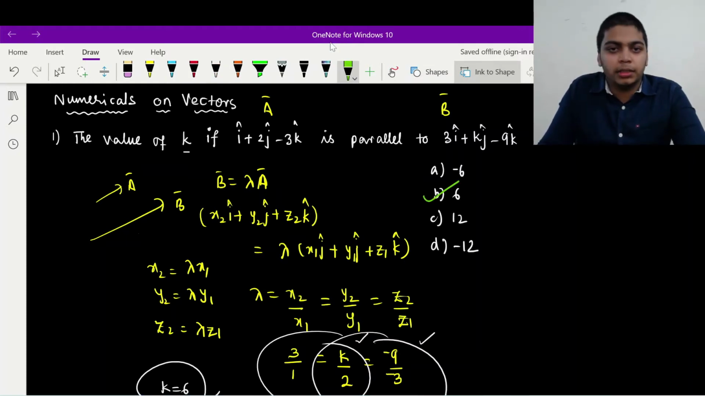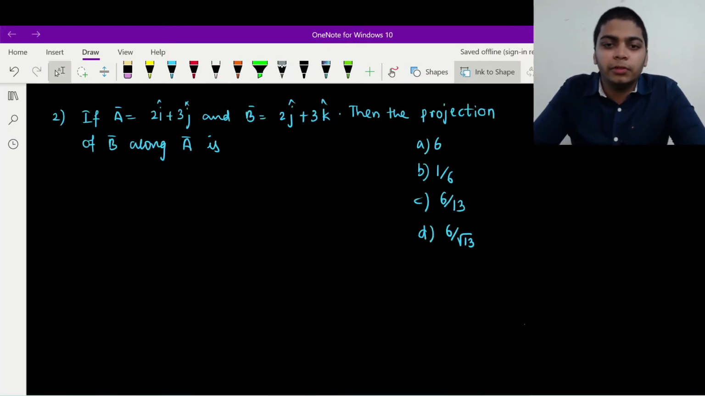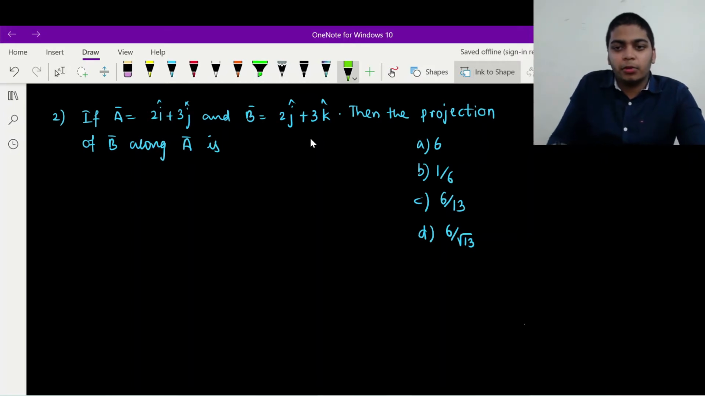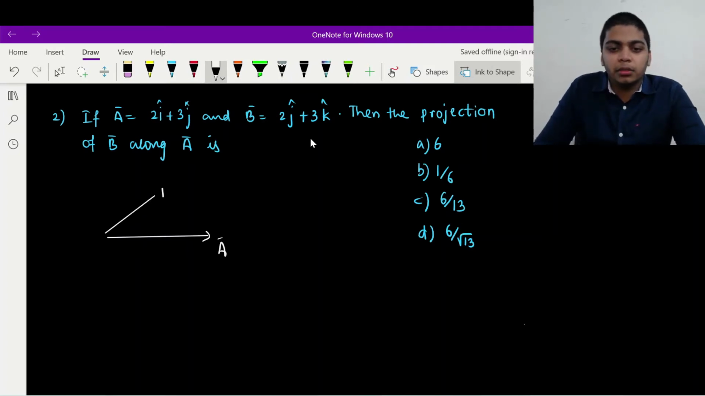The next question we'll be coming across is: if a bar is 2i cap plus 3j cap and your b bar is 2j cap plus 3k cap, then the projection of b bar along a bar is? Projection means if you have two vectors, let's say this is your a bar and you have b bar in this direction, and they subtend some angle theta with each other. The projection of b bar on a bar means if you project b bar onto a bar, this particular length, let's say it's some l, is the projection of b bar on a bar.